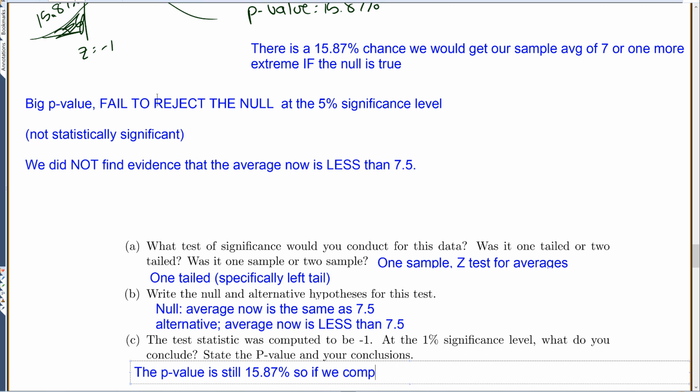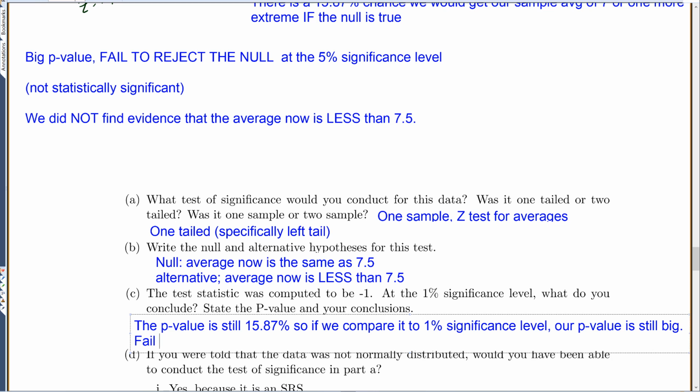So if we compare it to a 1% significance level, our p-value is still big. So we will still fail to reject, this time at the 1% significance level, because that's what we compared it to, and did not find evidence.